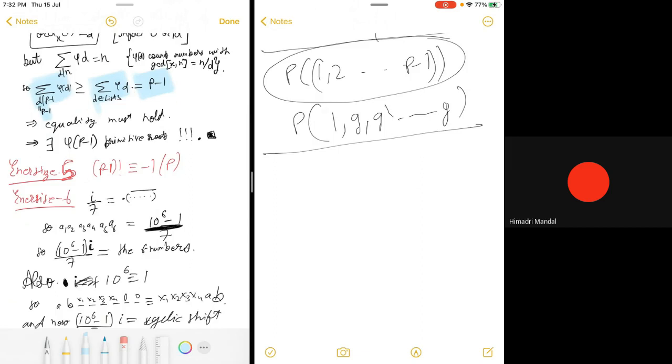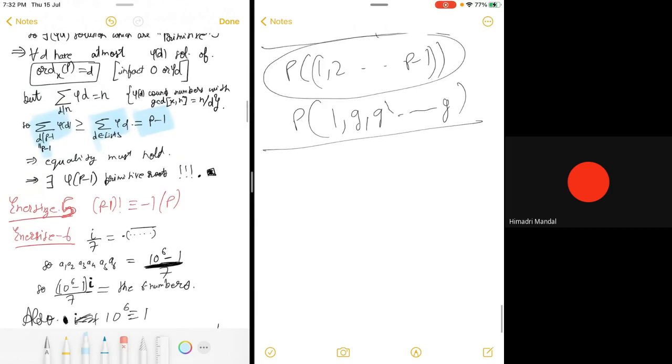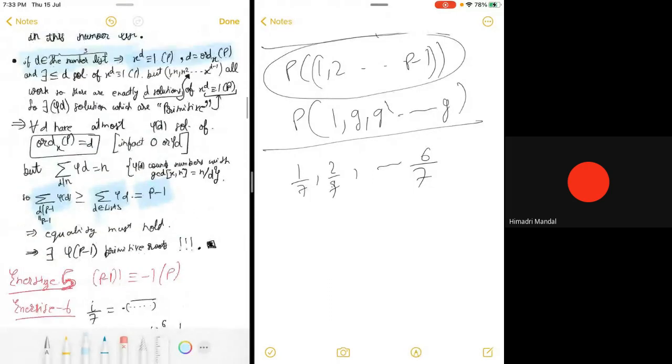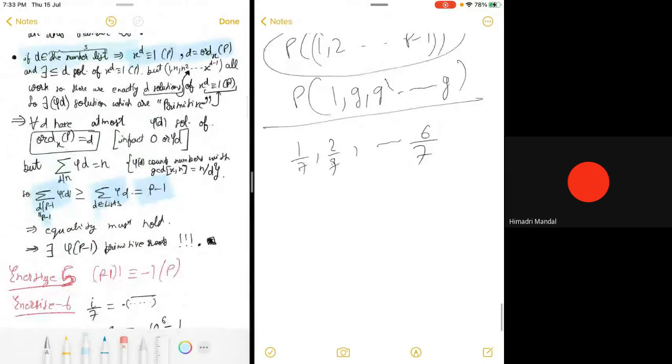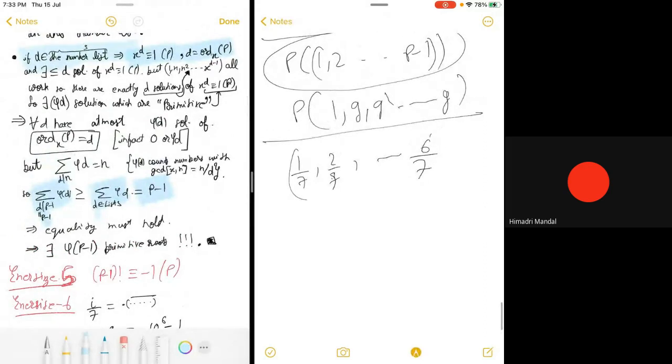So now you will try the following problem. Consider the decimal representations of 1 by 7, 2 by 7, till 6 by 7. These are just cyclic shifts of each other. So why is that true? This can also be done by primitive roots. So maybe try for 1 minute or 2 minutes.